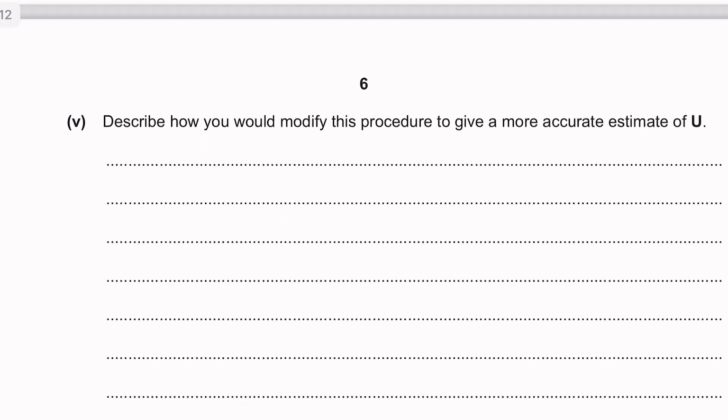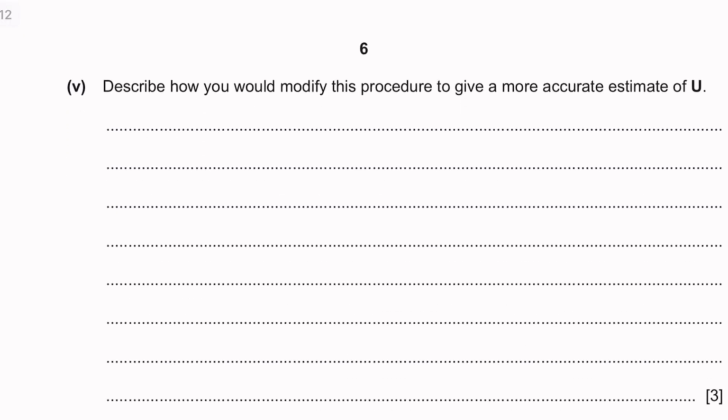Now, moving on to V. Describe how you would modify this procedure to give a more accurate estimate of U. This is a very common question, and you need to remember the difference between accuracy and reliability.